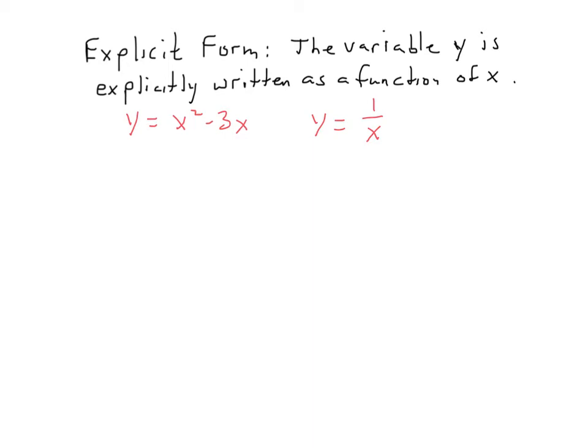When we work with these, we have a technique for finding the derivative. If I want to find the derivative of y with respect to x on the first one, I can just use the power rule. So the derivative of x squared minus 3x is 2x minus 3. In the second example of an explicit function, y equals 1 over x, I could think of that as x to the negative 1 power. And so I can now say that the derivative of y with respect to x is equal to negative 1 times x to the negative 2 power, or just negative 1 over x squared.